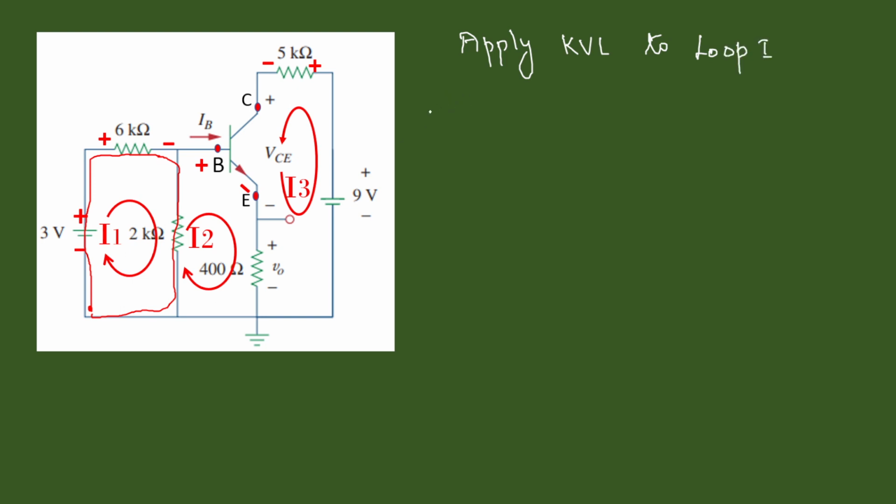We write minus 3 volts, then it is flowing through 6 kilo ohms, so plus 6 into 10 power 3 into the current flowing through it, I1. Then plus, because it is entering here, the entering point is here, it is plus minus, but this I2 current will be entering here and leaving, so it is in the opposite direction.